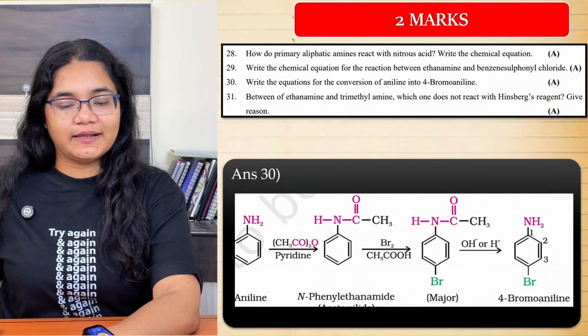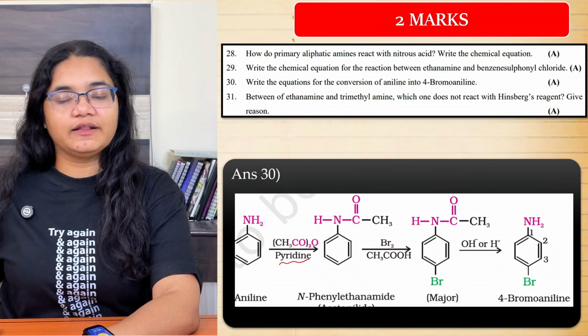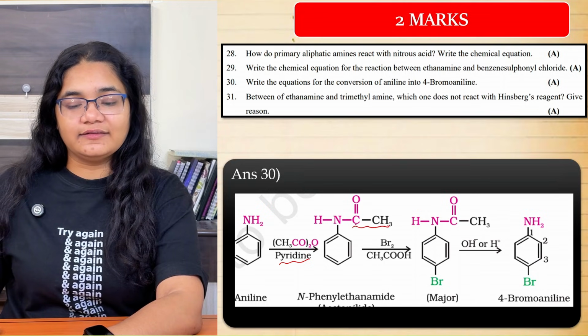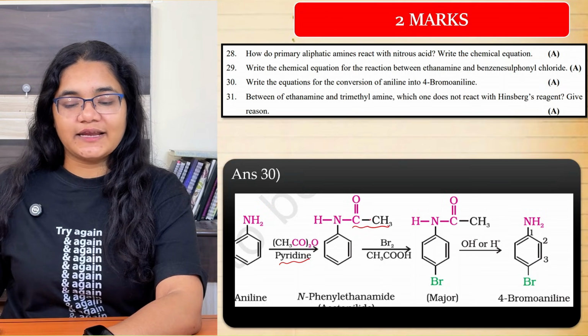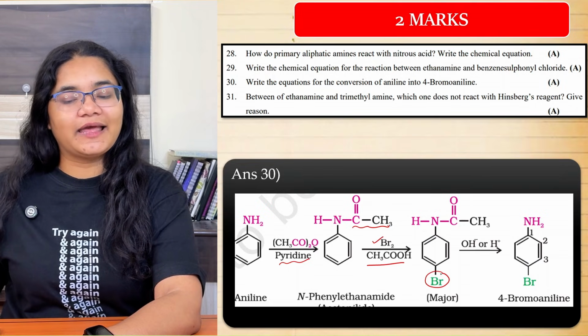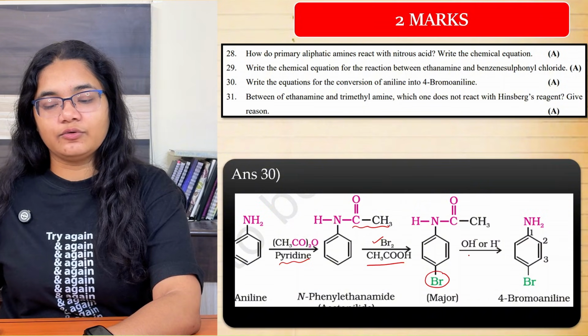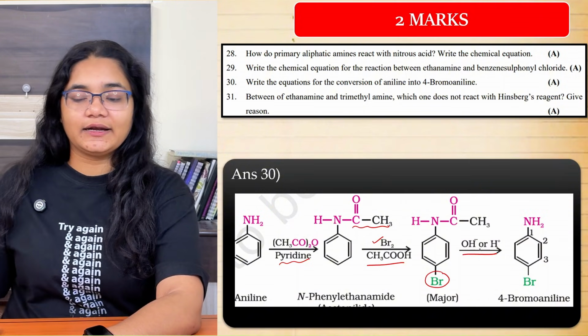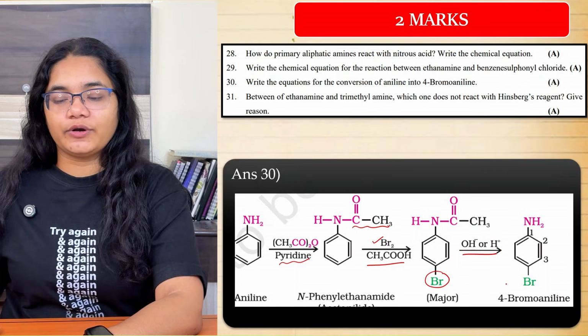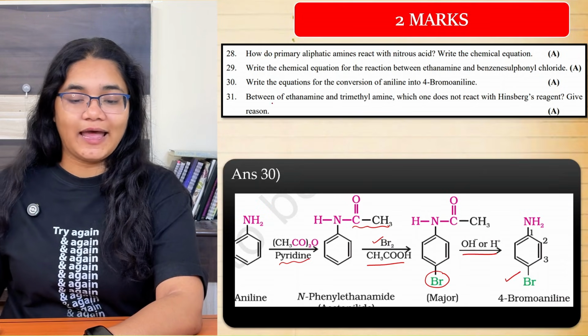First we take aniline and treat it with anhydride or any acyl chloride, so you just need to acylate this group. Once you have done the acylation, you treat with bromine in acetic acid. Bromine will be added at the para position, and then to deprotect it, you can use OH minus or H plus. That will deprotect it and you will finally get 4-bromoaniline.